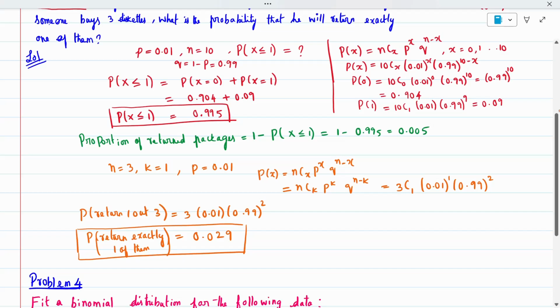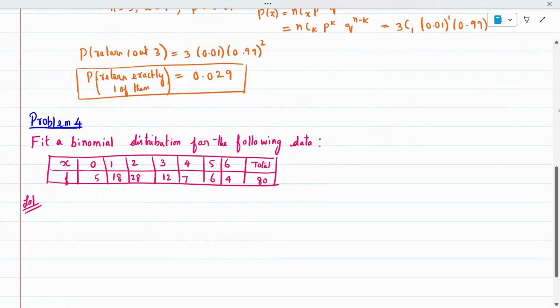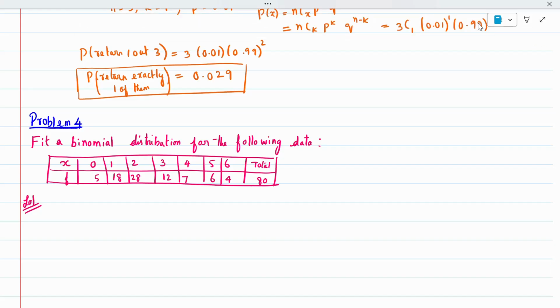So the third problem is completed. Now our fourth problem: fit the binomial distribution for the following data. This is our fit binomial distribution. It's the same binomial distribution formula only; we are going to fit it. Fit means we have to use the binomial distribution formula.